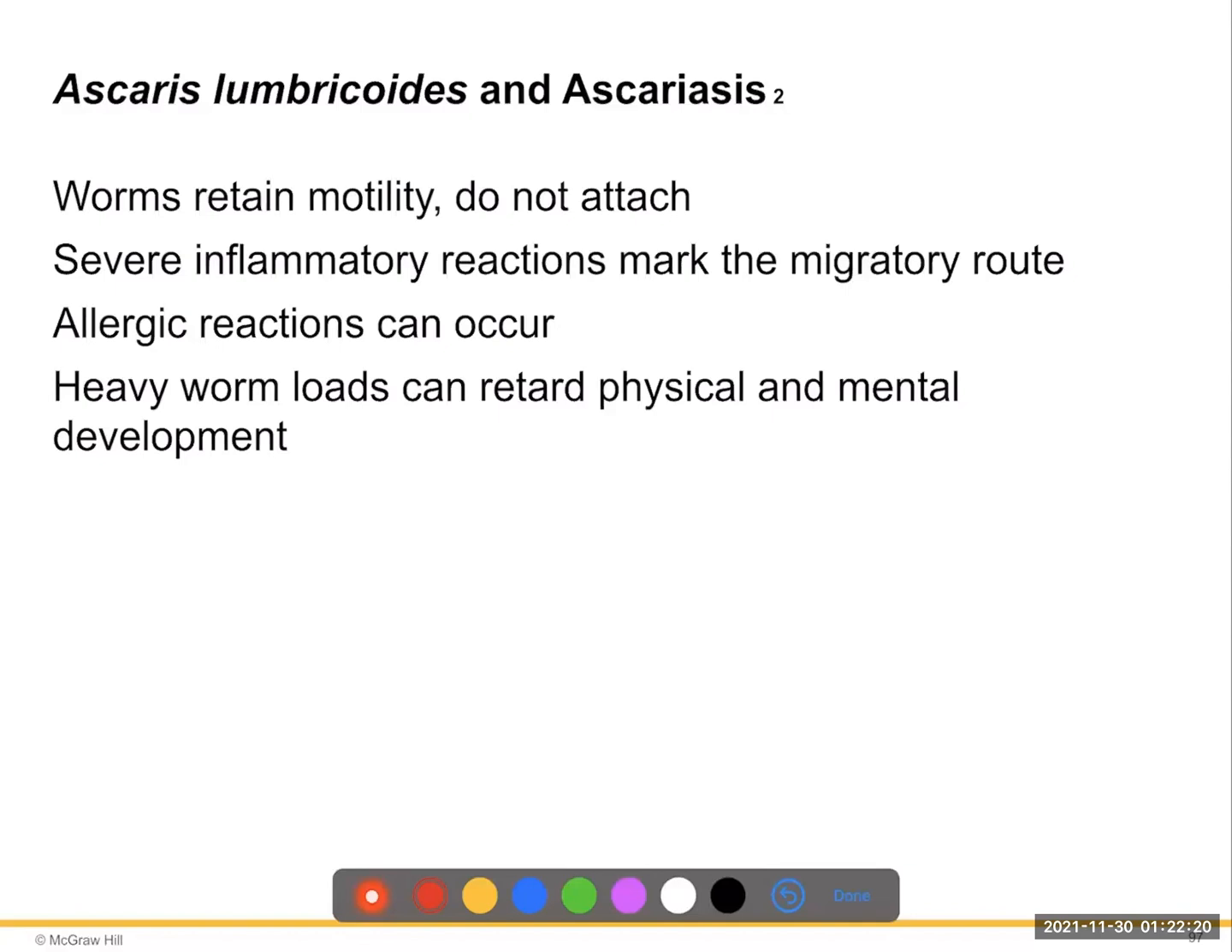Okay, worms retain motility. They go through but they don't attach. Severe inflammatory reactions mark the migratory route, because wherever they've been as they go through, they have an inflammatory reaction. Allergic reactions to these worms can occur. Heavy worm loads can retard physical and mental development. They just have too many worms in the way.